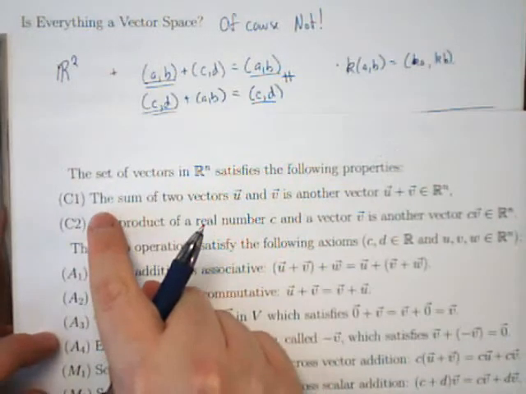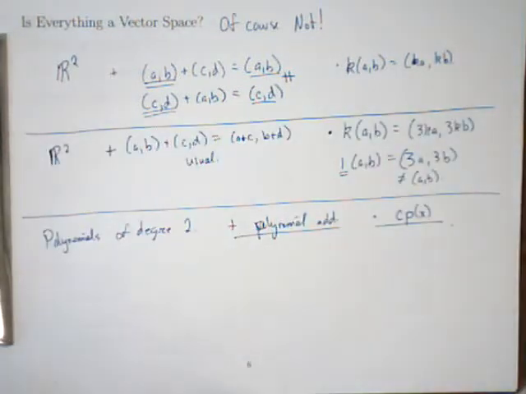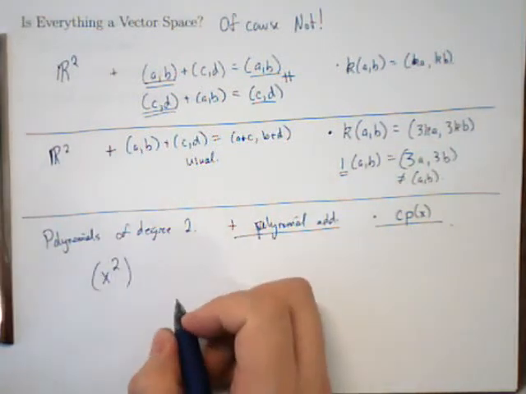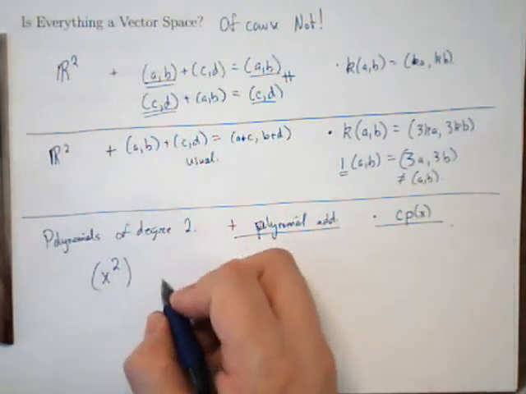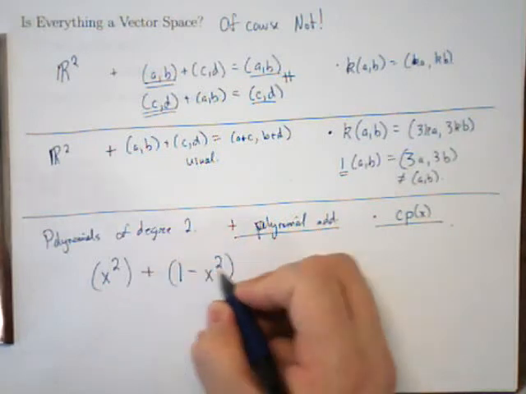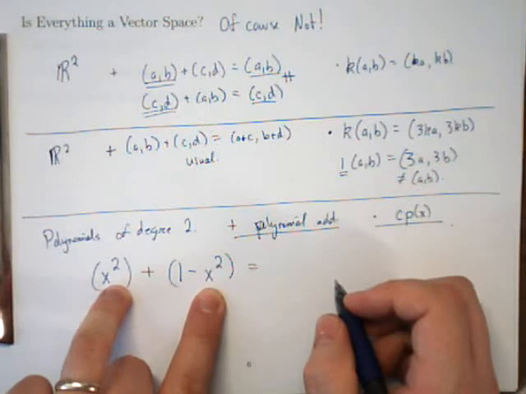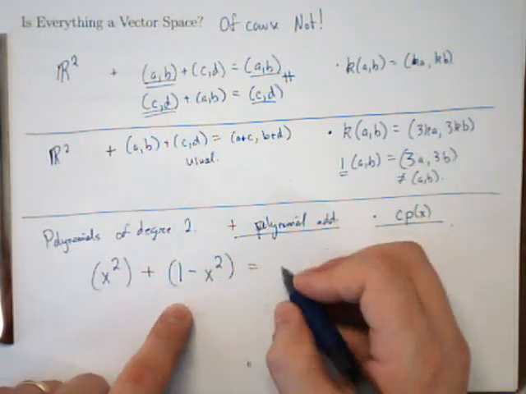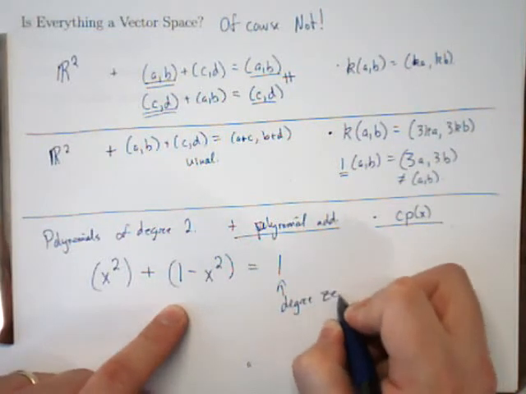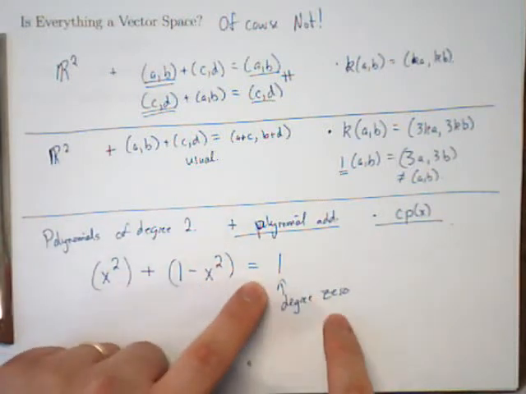Well, in this case, I'm going to show that the sum of two vectors is not a vector in the set of polynomials. Suppose I take a vector such as x squared. That is a vector of polynomials. And I take another vector, 1 minus x squared. If I add these two vectors together, this is a polynomial of degree 2, and that's a polynomial of degree 2. Their sum, however, is x squared minus x squared, which is 0, plus 1. It's just 1. This is degree 0.